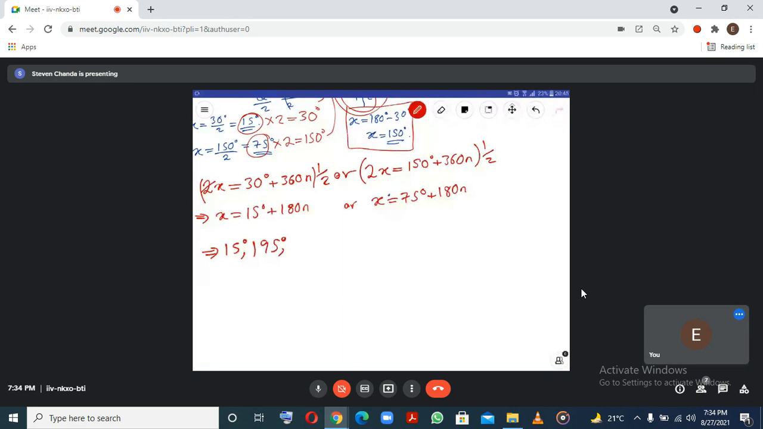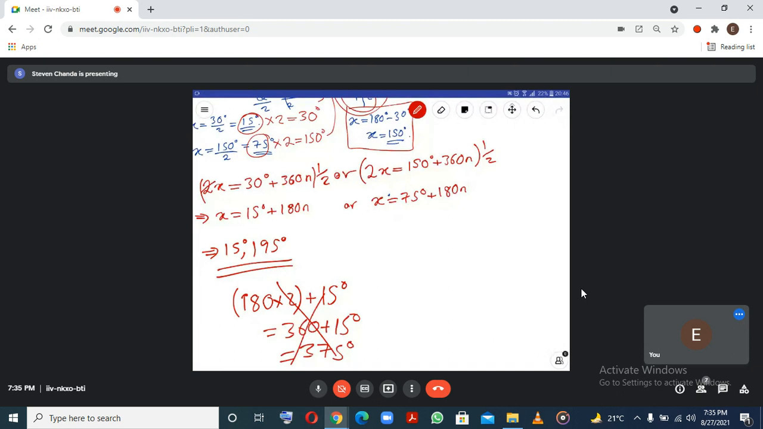Then again, what about if our n is 2? It's going to be 180 times 2 plus 15, right? So this is going to be 360 plus 15, so 375. We don't accept it, right? We agree? So meaning we leave it here. Okay? I hope that's clear.